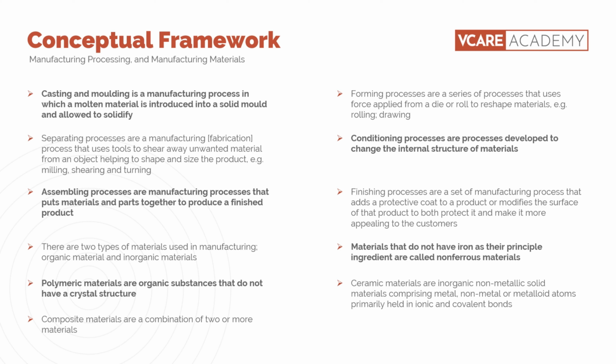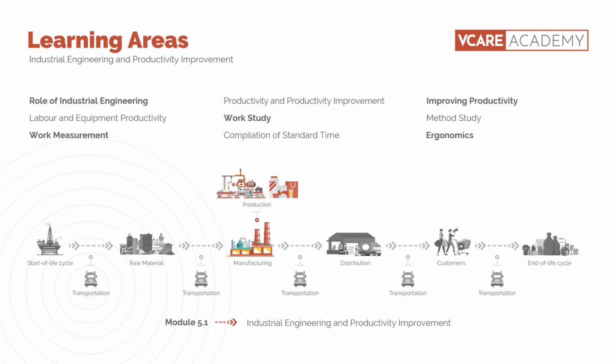Fifth module, manufacturing and operation support functions. Module 5.1 is about industrial engineering and productivity improvement: the role of industrial engineering and productivity improvements, and how we go about improving productivity. Then we'll talk about labor and equipment productivity. We'll look at work study, method study, and work measurement, then look at compilation of time standards, and finish off with ergonomics.